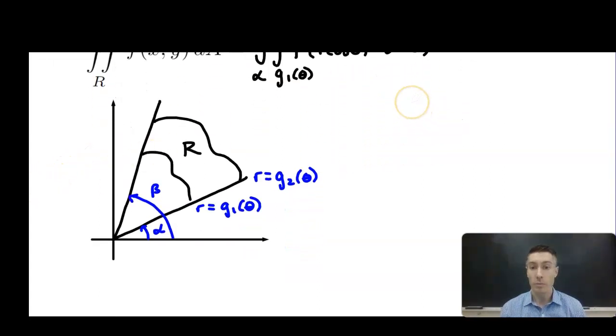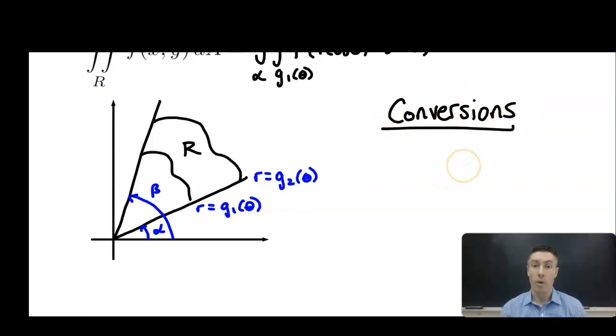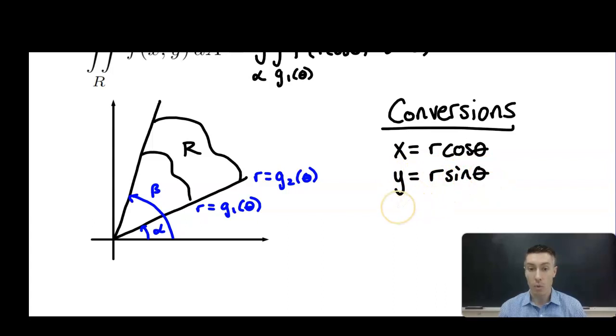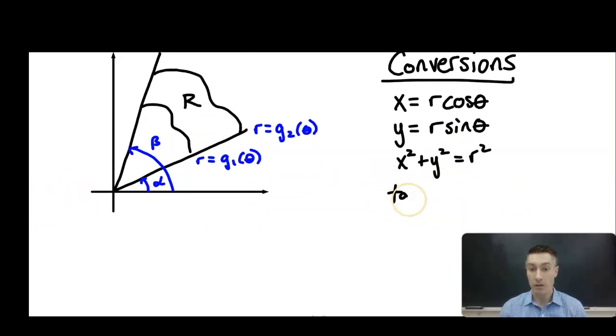Last thing I want to include on this page as a helpful reference are the conversions that we may use when we're working in polar. Two that we already talked about: x is r cosine theta, y equals r sine theta. We also have x squared plus y squared equals r squared. And also tangent of theta equals y over x. All of these will be helpful as we work to convert into polar coordinates to set up our double integrals.